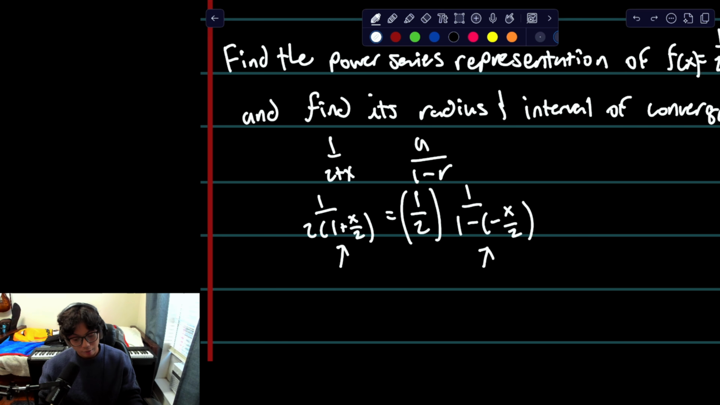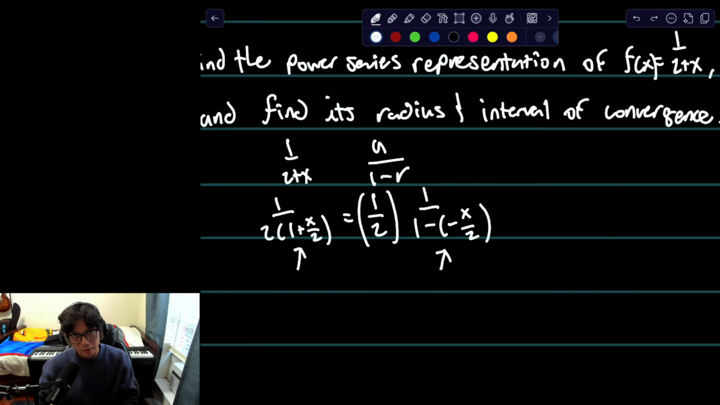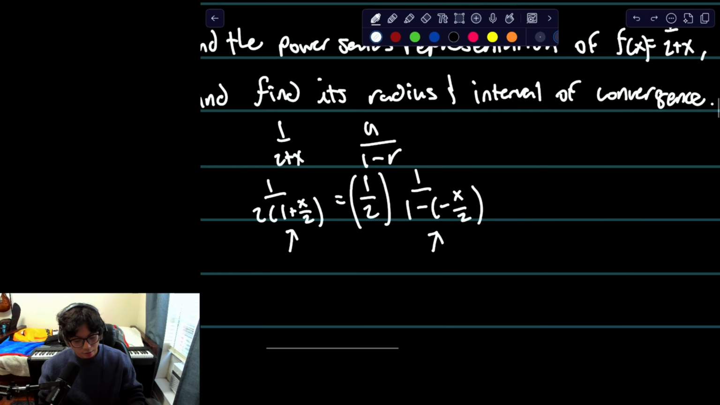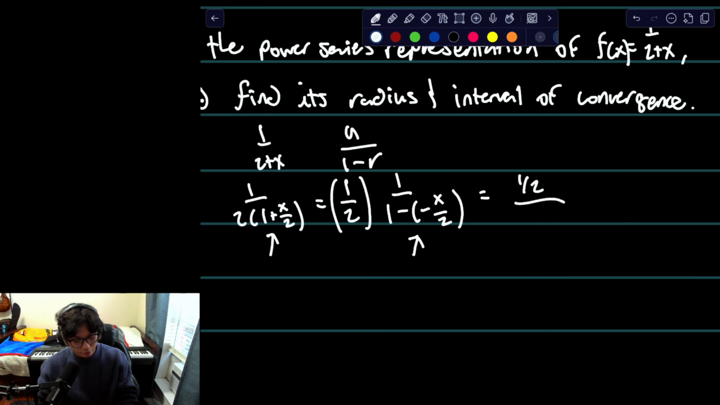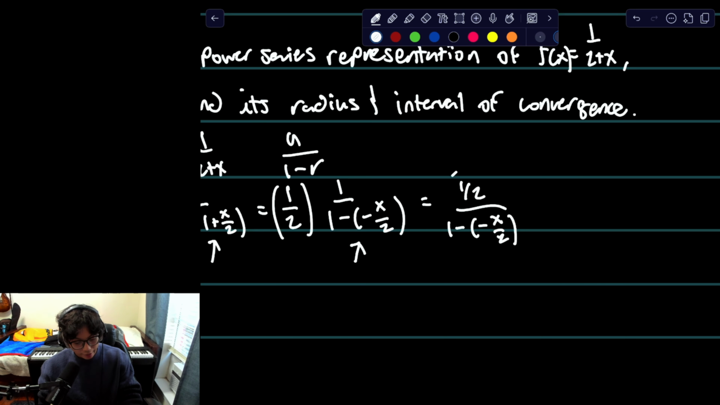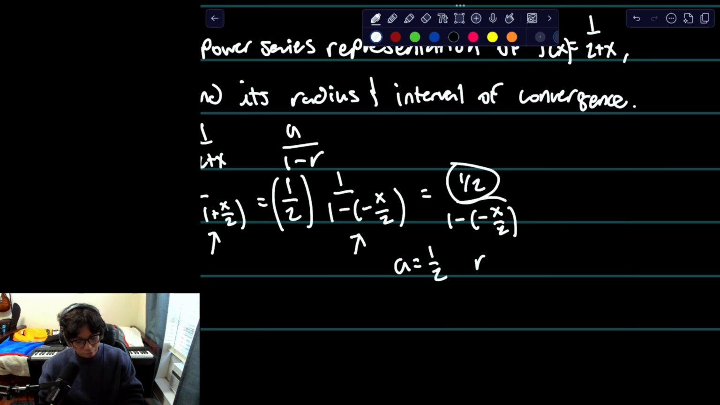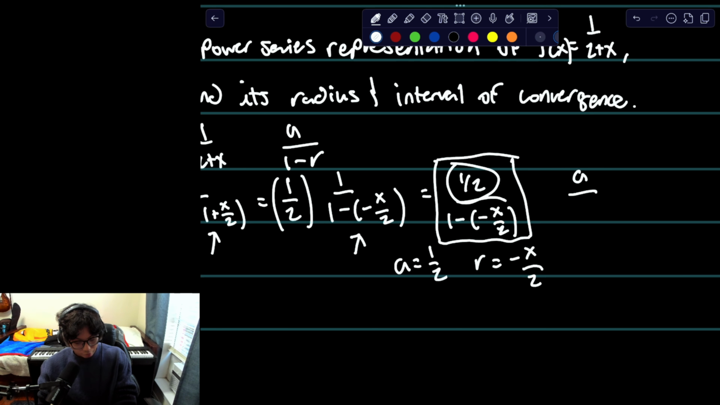Now where people get confused the most, and this is just personal experience, is that this top number might be confusing you because you might think, oh, our a is just 1, but it's not. Our a is actually this 1/2 over here, because this is just the equivalent of saying 1/2 over 1 minus the negative x over 2. So in this form, our a is 1/2. Now we also know our r because it's over here. It's negative x over 2. And so again, we're comparing this to the form a over 1 minus r.